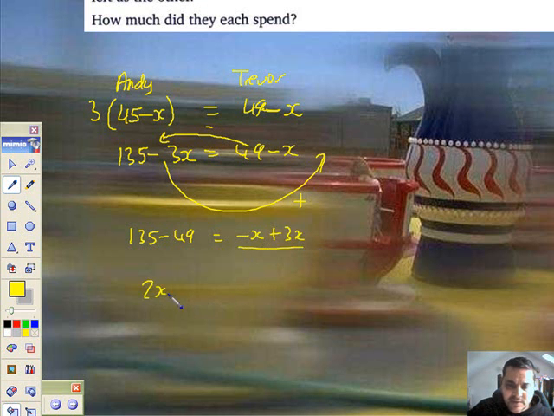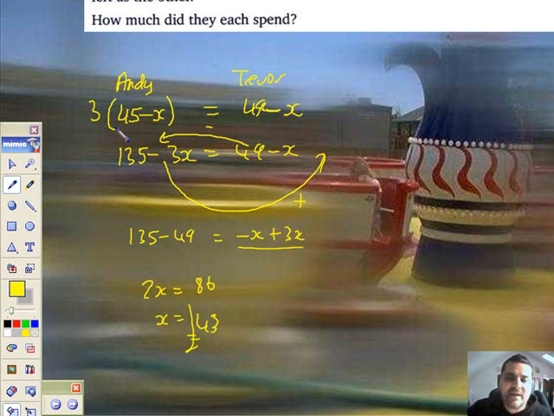Tidying this bit up, 2x comes to, I haven't done it actually, let's just do it quickly, 135 take away 49, that's 86, therefore x equals 86 divided by 2, 43 pounds. How much did they each spend? They each spent 43 pounds.